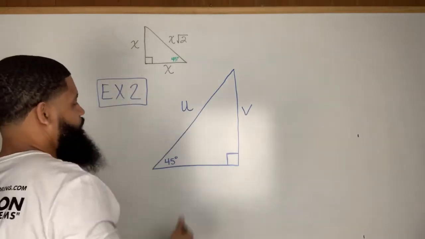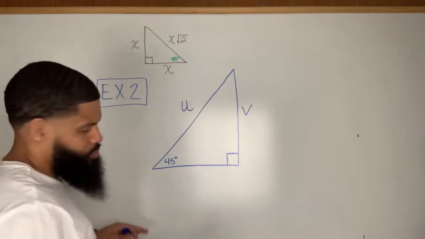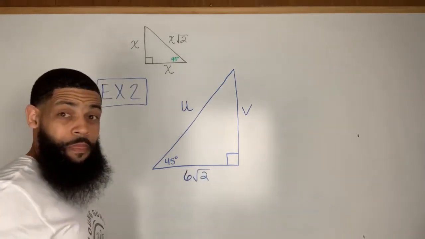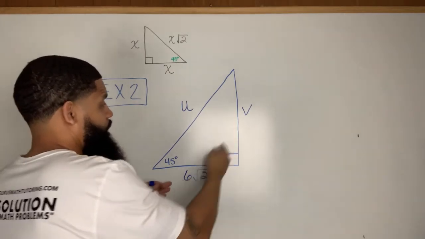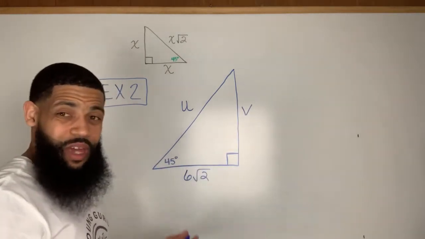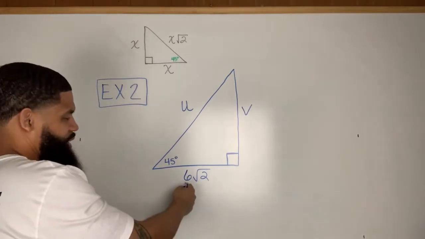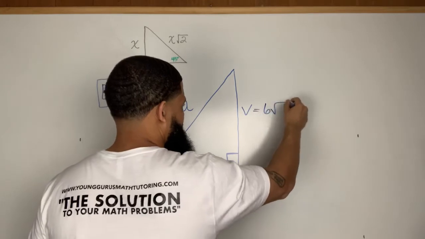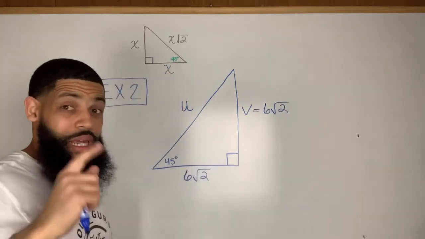All right, here we go. They have to give us something. They give us this right here, 6 times the square root of 2. So this is a leg, and this V is also a leg. We know the legs are the same value, so if this leg is 6 times the square root of 2, then V also equals 6 times the square root of 2. Now, here's the trick.